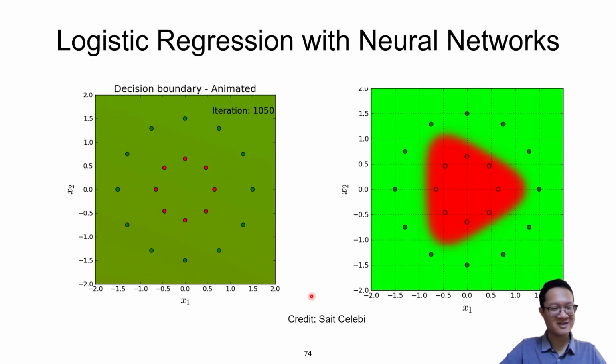Maybe we can look at it again. Initially, the training doesn't change the decision boundary very much. In fact, we can't really see it here, but after more iterations, slowly we get a nice decision boundary like this.